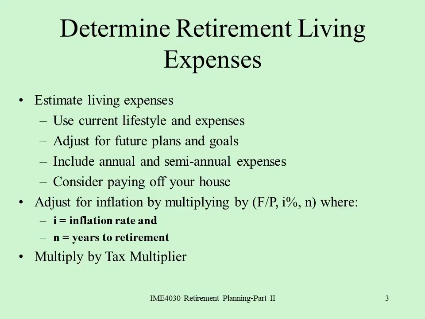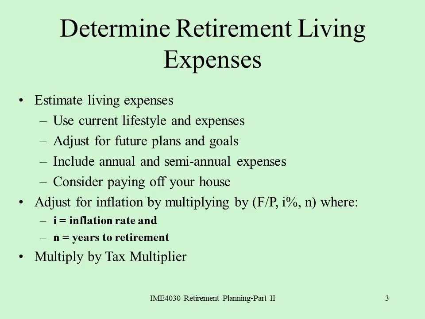But anyway, after you do that, we're going to now adjust for inflation over the next N period of years. So let's say you're going to retire in N years, and let's say you assume an inflation rate of 3 or 3.5%. Then we're going to multiply that amount that you think you're going to need today by the appropriate F over P factor and get a future amount. Then we're going to multiply by a tax multiplier to come up with what we think we're going to need in future dollars to live off of. So let's go through some of that.